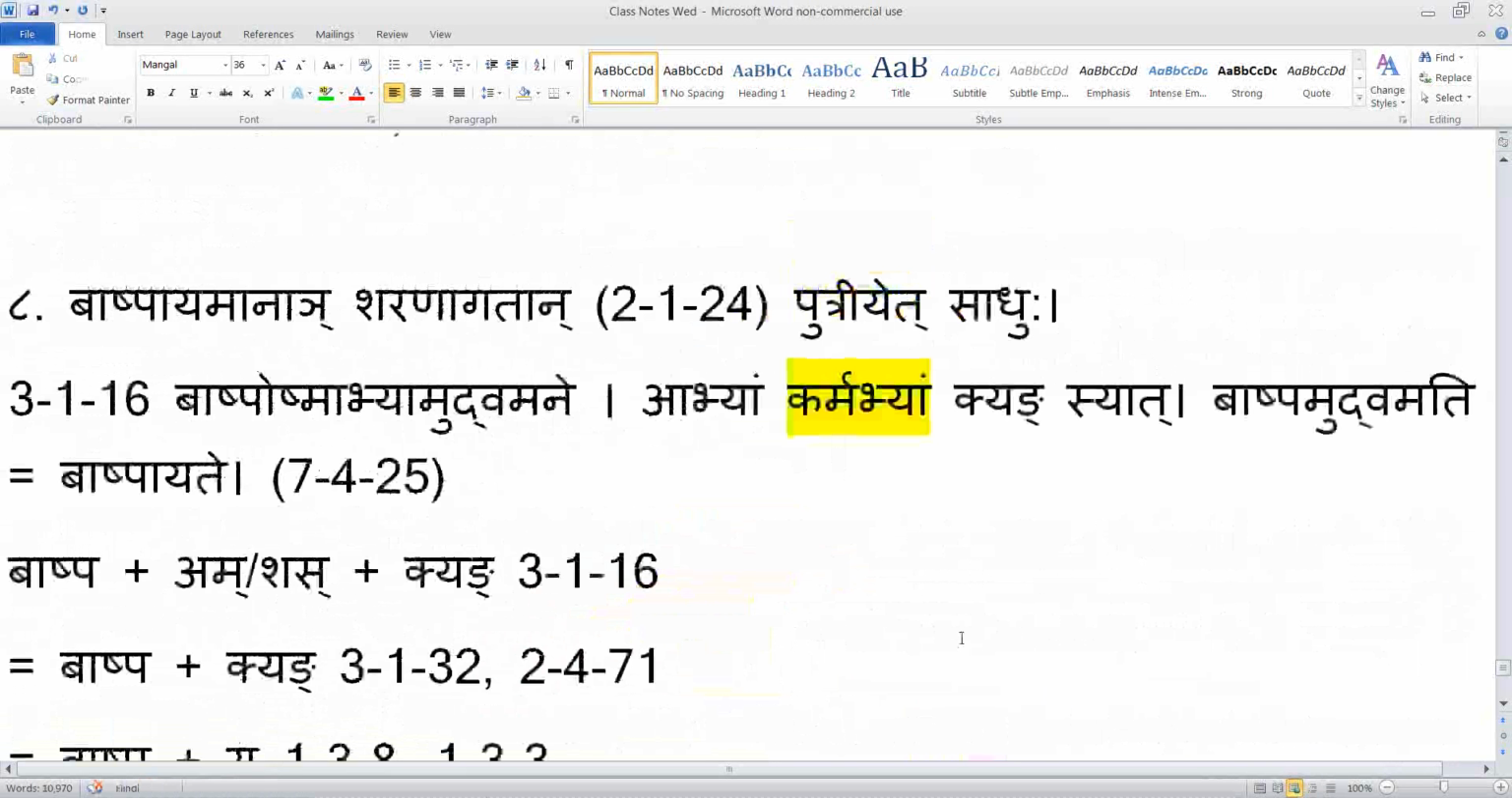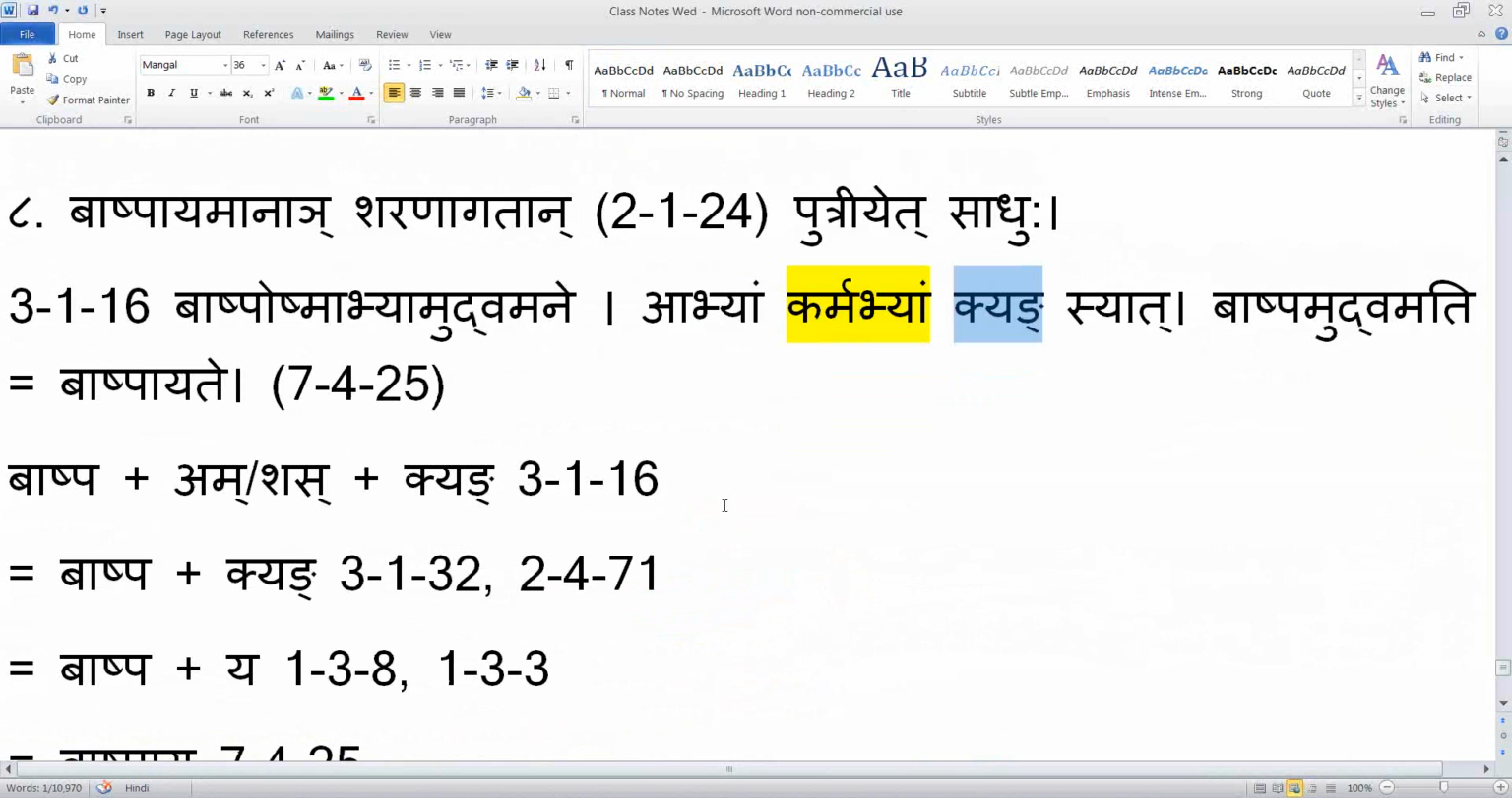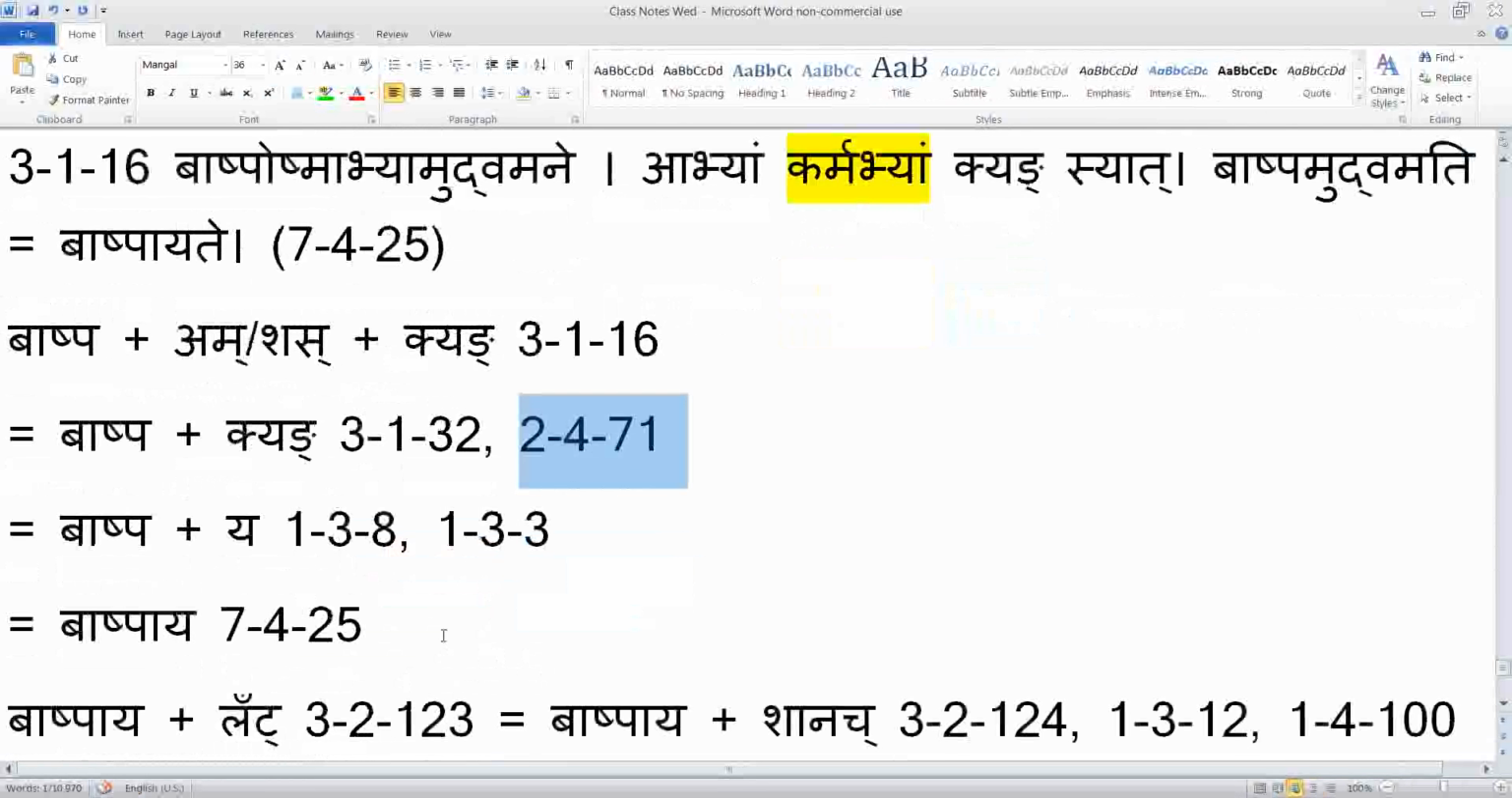Bashpayamanan, the different meaning now. The same pratyaya coming in udvamane, to emit, to shed. Bashposhmabhyam udvamane. One who sheds tears. So bashpam udvamati. Bashpa plus am or shas pratyaya. Dhatu sanya supluk anubandha lopaha. Same thing, use the akrusarvadhat dhatu ka yo dirghaha.